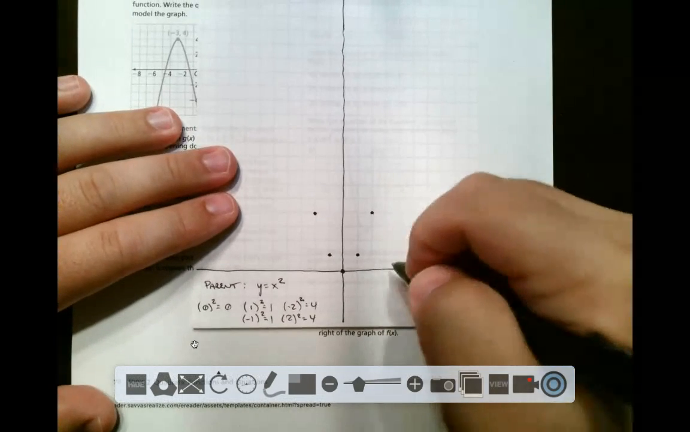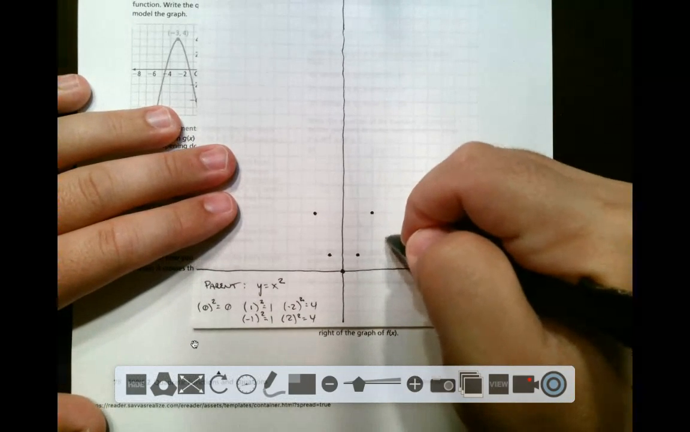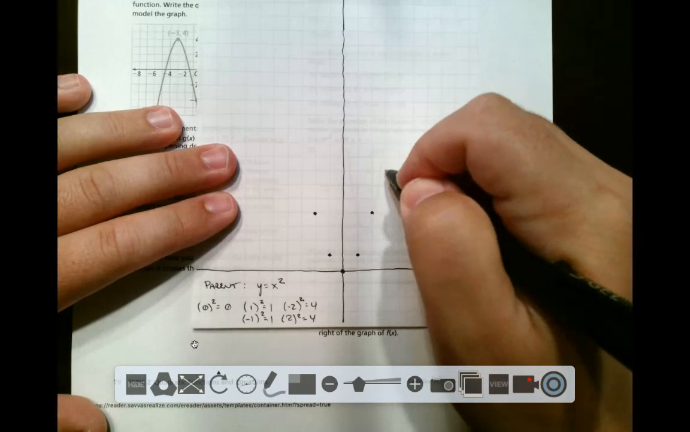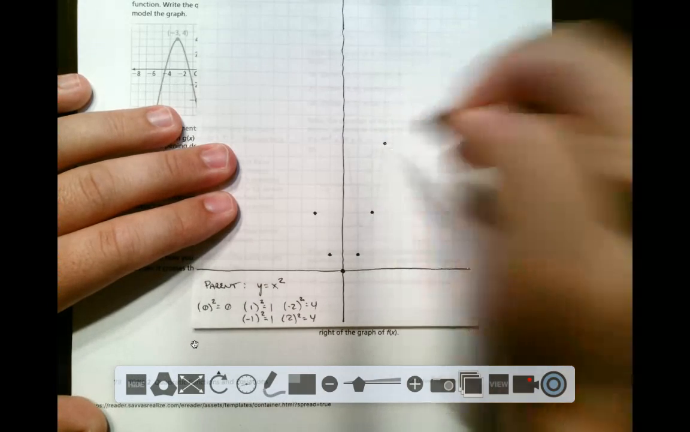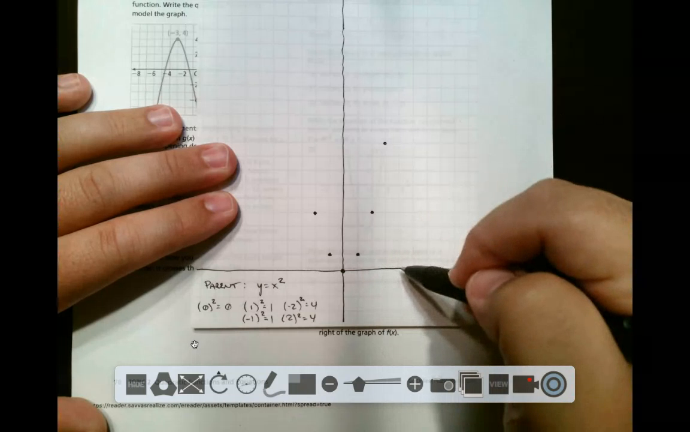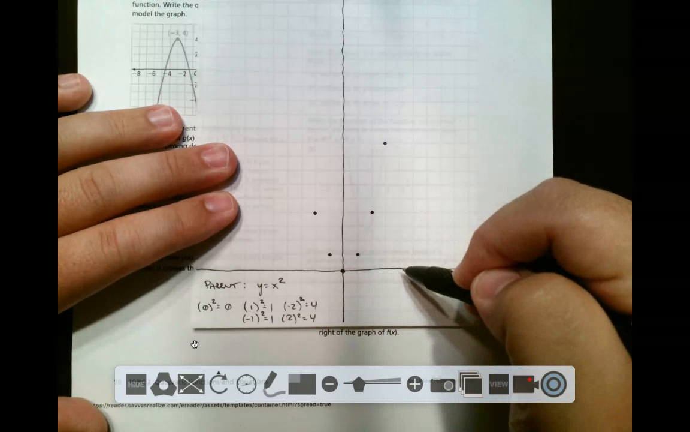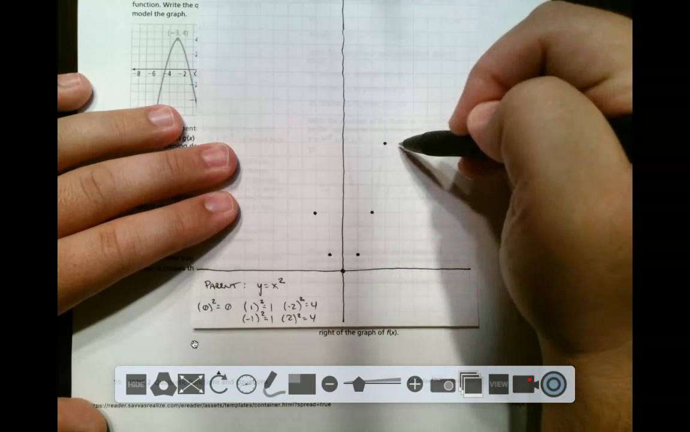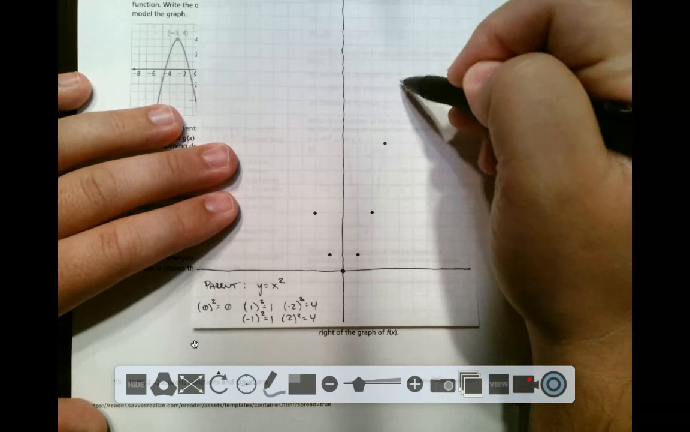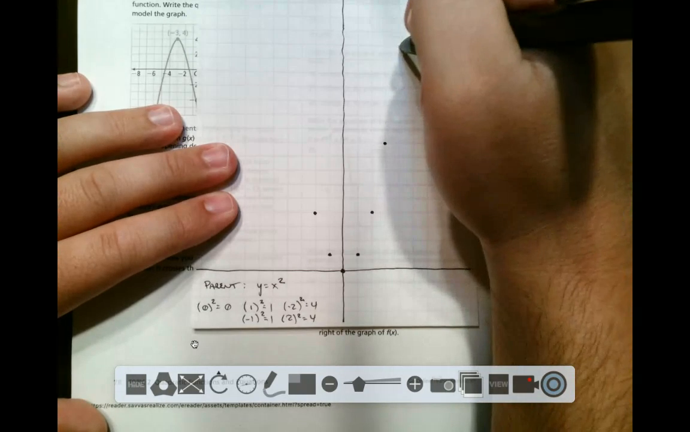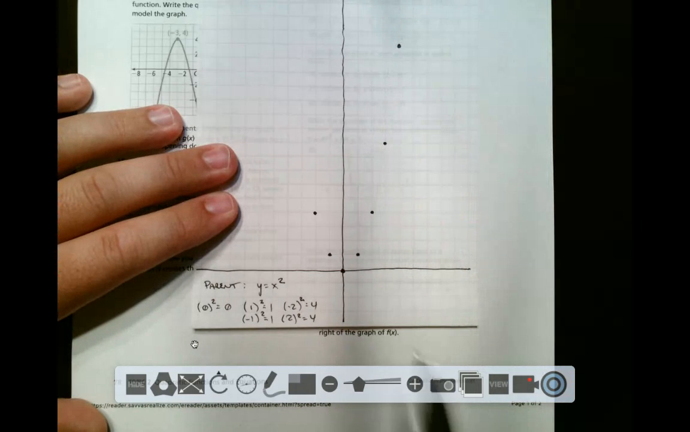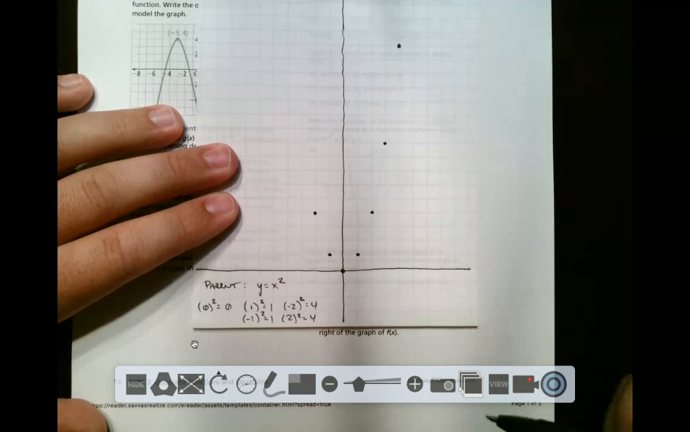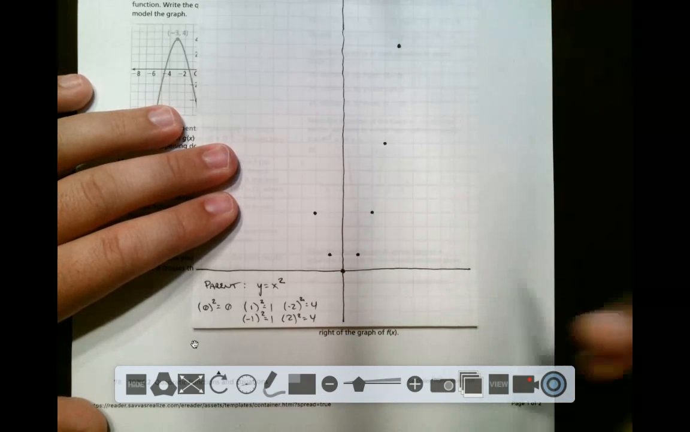So if I go over 3, I should go up 9. 1, 2, 3, 4, 5, 6, 7, 8, 9. Let's see if I can do 4. If I go over 4, I'm going to go up 16. 4 squared is 16. So that's 9, 10, 11, 12, 13, 14, 15, 16. And I think if I did 5 squared is 25, I'd be off the page. So we'll call this as good as we're going to get.